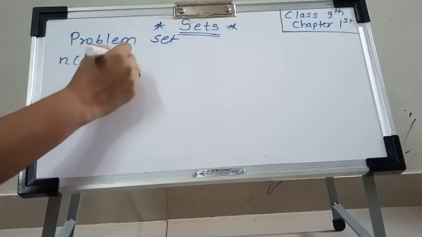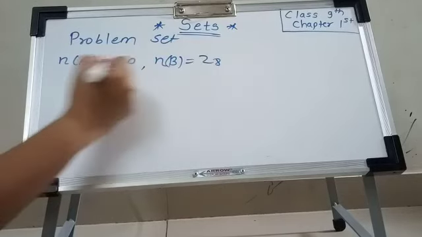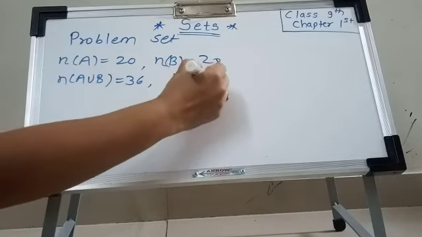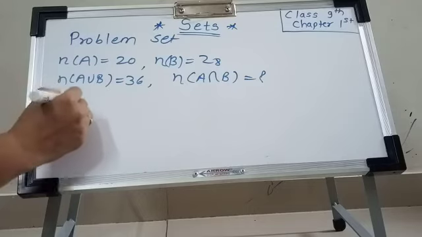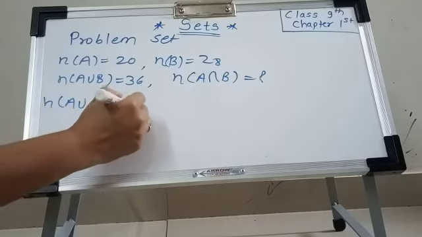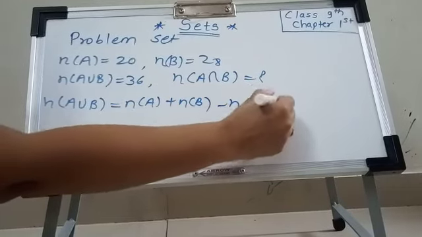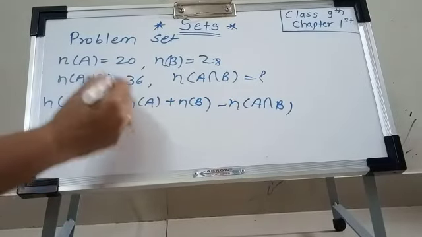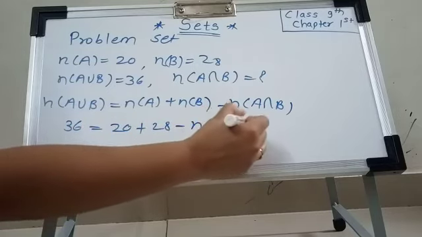Next problem. Number of elements in set A is 20. Number of elements in set B is equal to 28. Number of elements in A union B is equal to 36. And number of elements in A intersection B is equal to question mark. We find it using our formula: n(A union B) is equal to n(A) plus n(B) minus n(A intersection B). n(A union B) is 36, n(A) is 20, n(B) is 28, minus n(A intersection B).